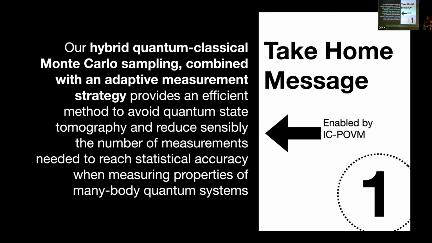So, first take-home message: this hybrid quantum classical Monte Carlo sampling allows us to combine an adaptive strategy, which avoids quantum state tomography and reduces the number of measurement shots, which is a very sensitive problem at the moment in quantum simulations.